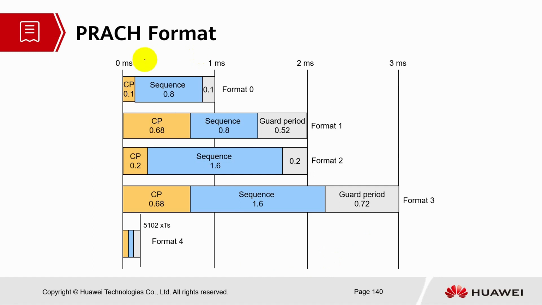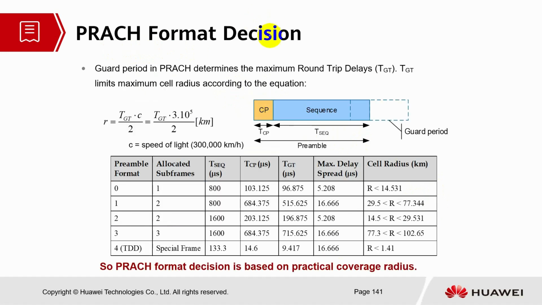So this is the PRACH format. We have format 0, format 1, format 2, and format 3. All of them are based on the coverage radius as well. Most commonly used will be format 0 because it's less than 15 kilometers radius. So this is the format decision.